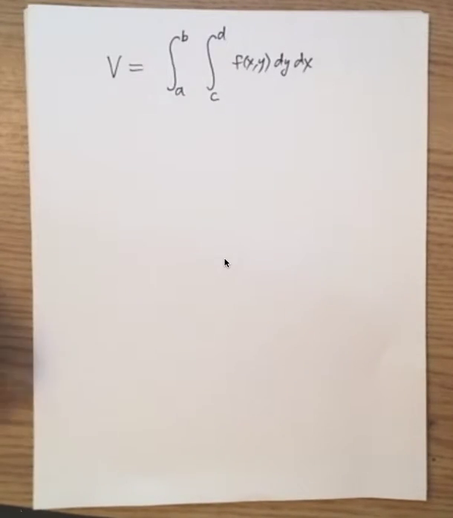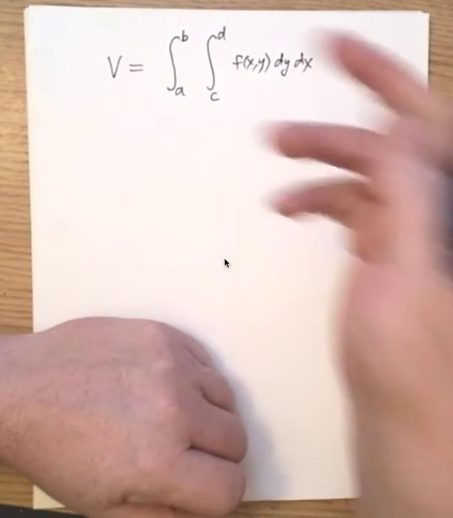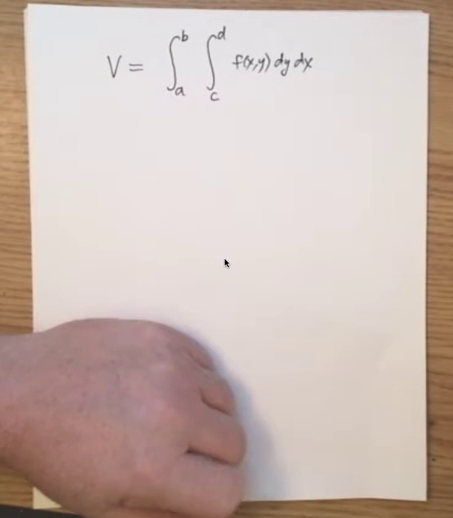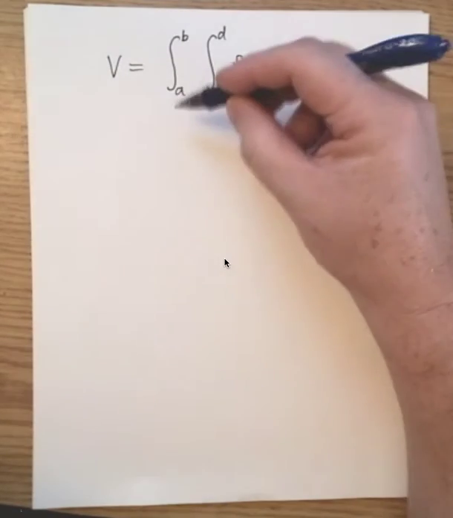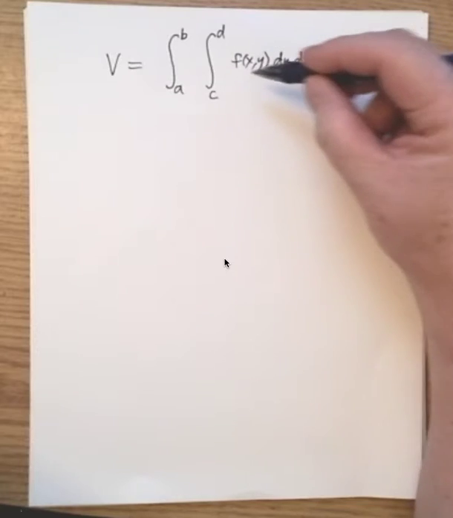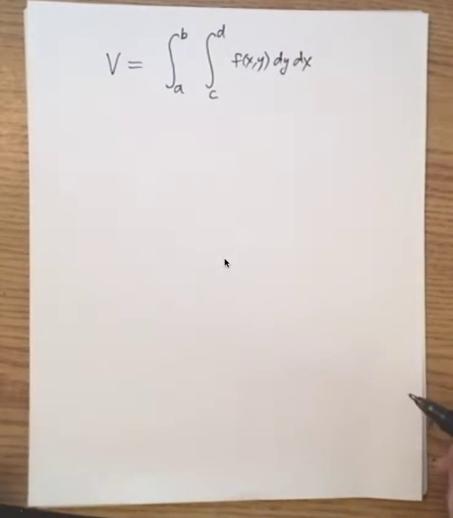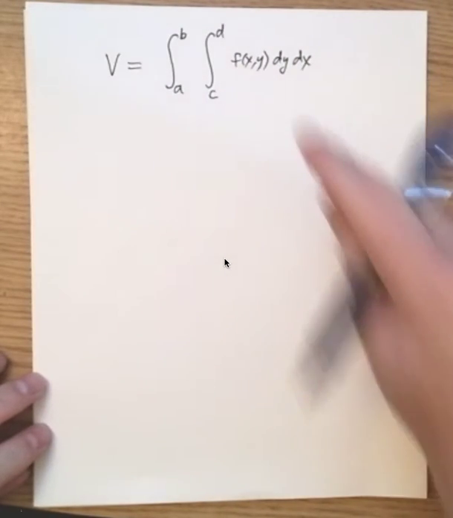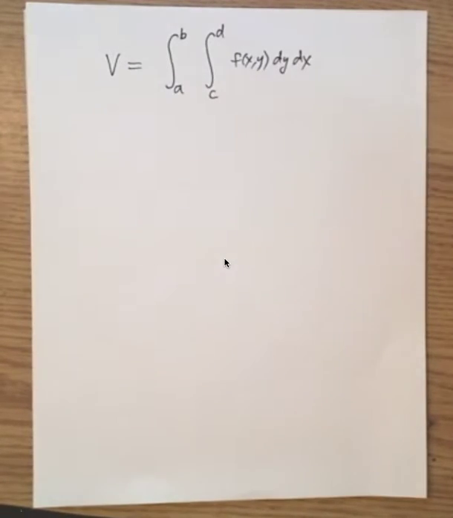Okay, let's consider this then. I've got V standing for volume, but it isn't necessarily a volume in every case. V is the integral from a to b, c to d, of f dy dx. I'm actually integrating in the y direction first, then in the x direction. Now, what does this really mean then?